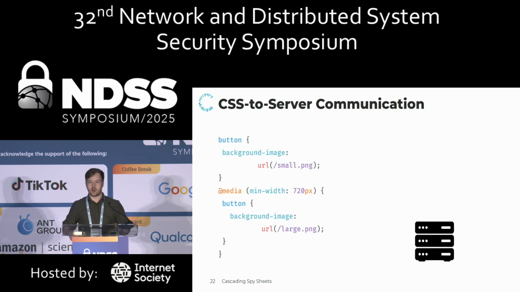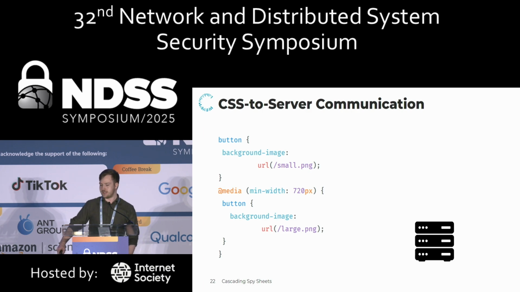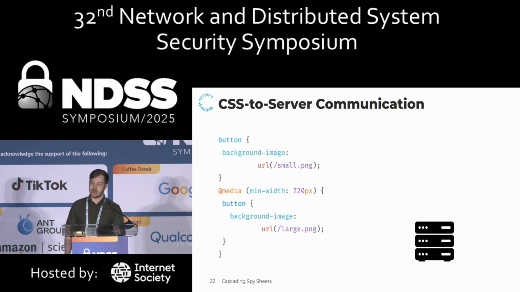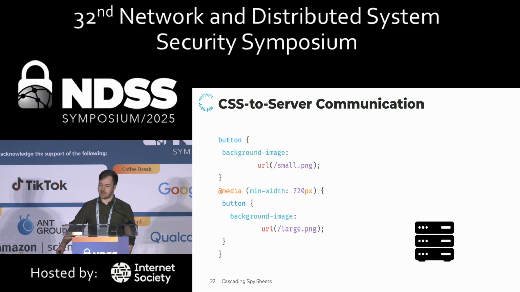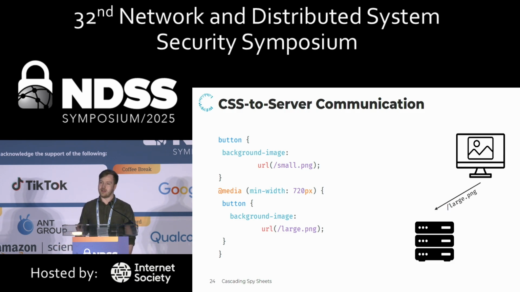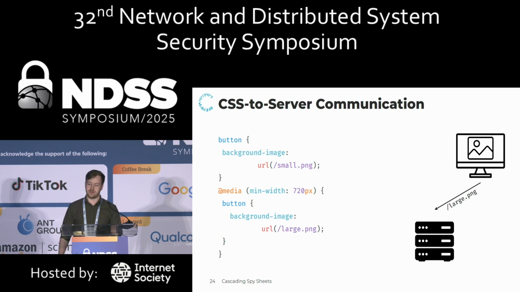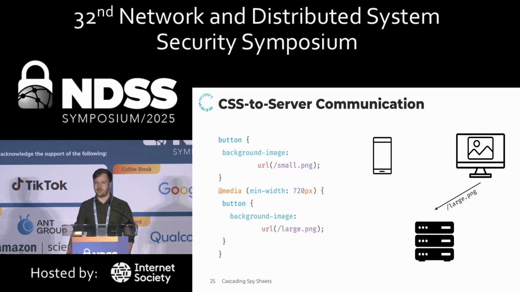And if we want to communicate what our CSS is doing to a server, we can do something like this. We have a button here on the left that is styled with two different selectors, and one of them is inside of a condition. This condition is basically checking the screen size of the device. If now a big screen device comes, then we fetch the large image. Otherwise, if the width is smaller than 720 pixels, then we fetch the small image. By that, the server can basically tell what type of screen your device has and can infer the outcome of this condition.